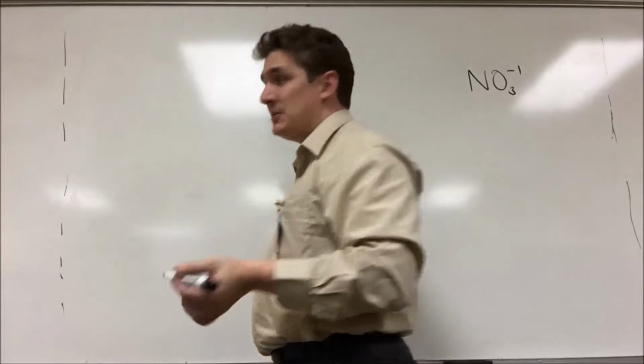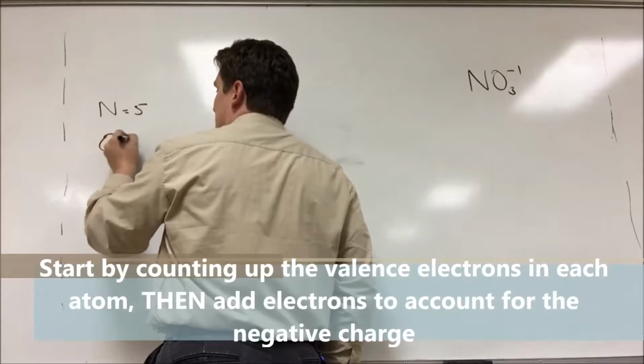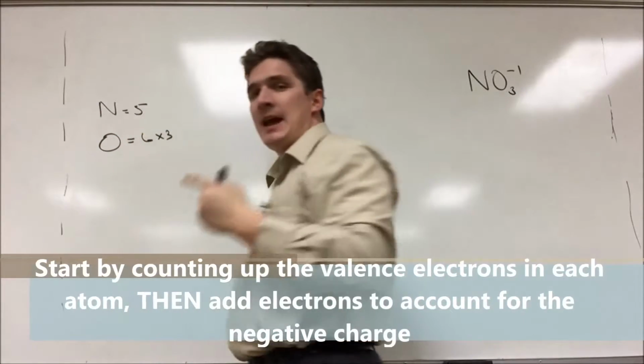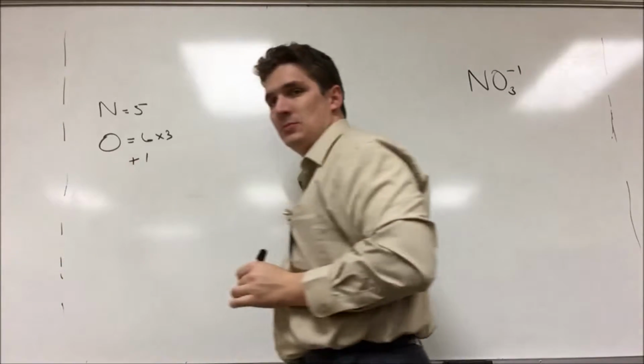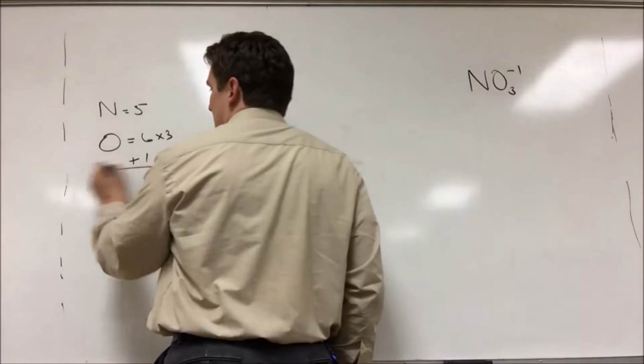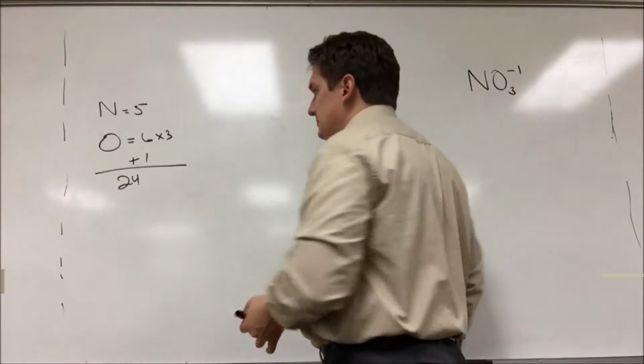You're going to start by counting out the valence electrons. Nitrogen's got 5, oxygen's got 6, and we've got 3 of them. But now we have to add the charge. So we have 1 extra electron, so we're going to add that +1 to get the negative charge. And this will give us a total of 24 valence electrons.